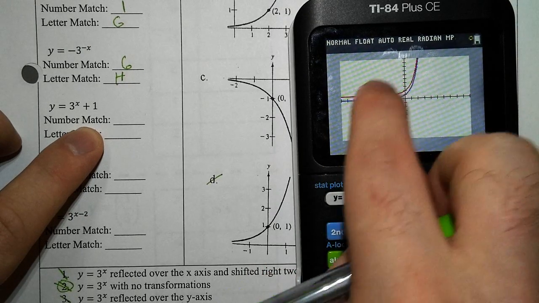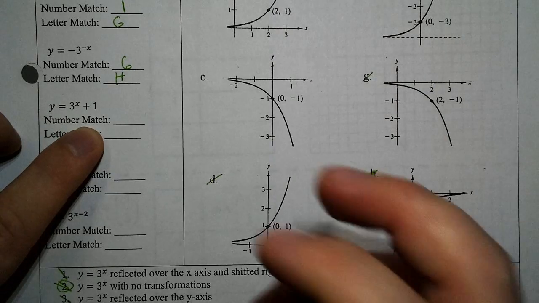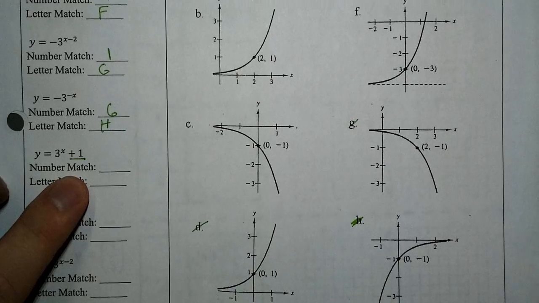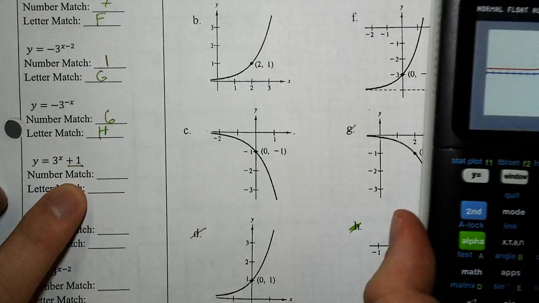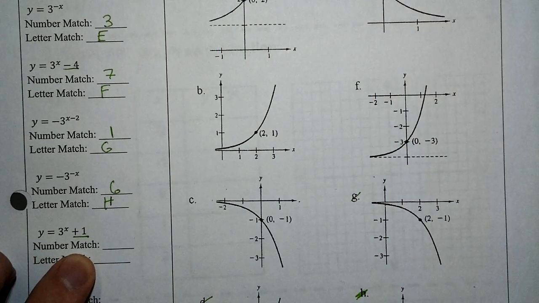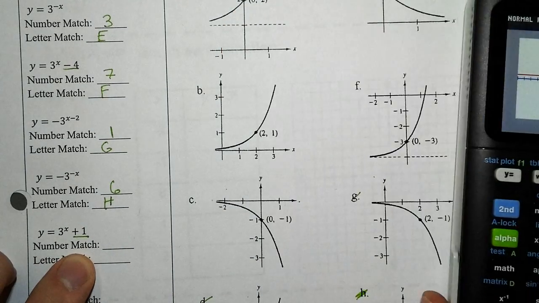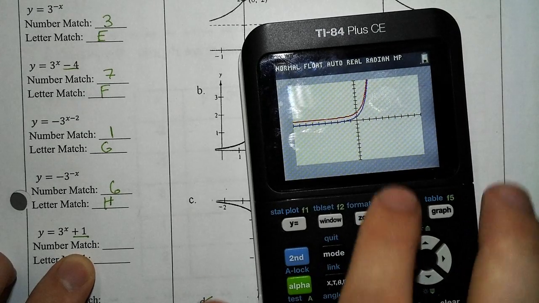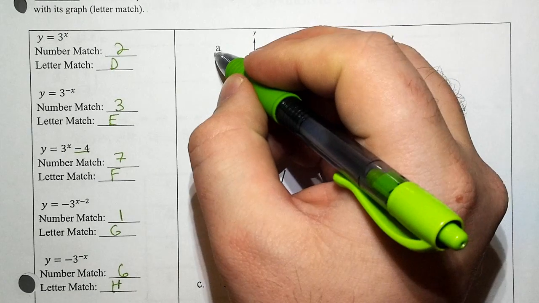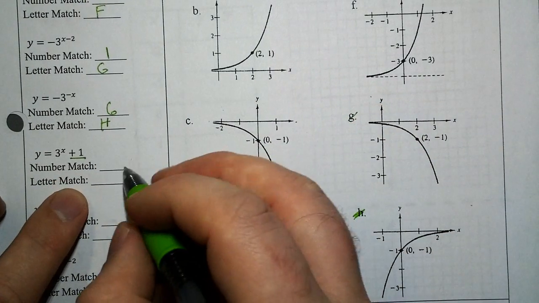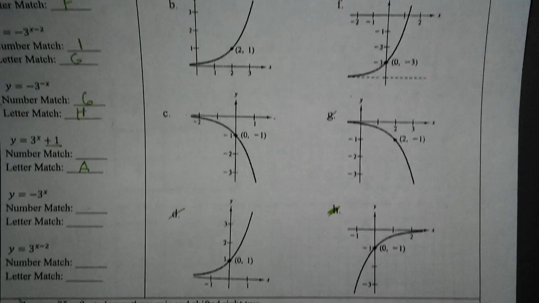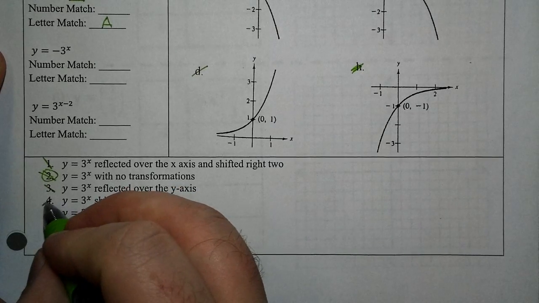In this one, it looks the same. It looks like it just went up 1. And we can see our asymptote was 1 up from where it was last time. Sorry, asymptote was at 0, now it's at 1. 0, 2 is the intercept, so it's on letter A. And all that happened is it moves up 1, so number 4 shifts up 1.